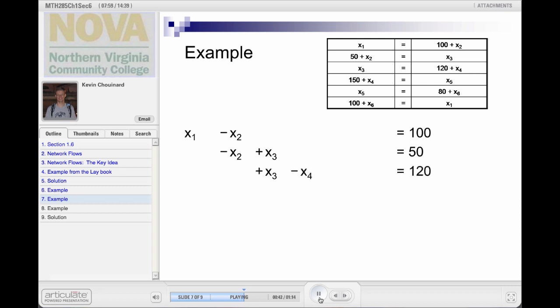Continuing on in this way, we get our system of equations. What we're going to want to do in the upcoming slides is we're going to want to do things like get an augmented matrix that represents this system, and get it in an echelon form so that we can get a good feel for what the solution is.